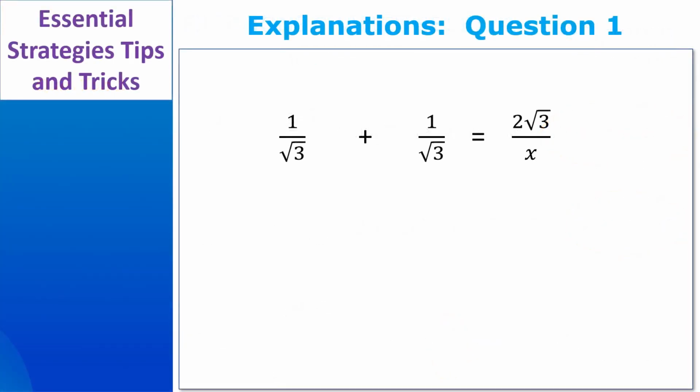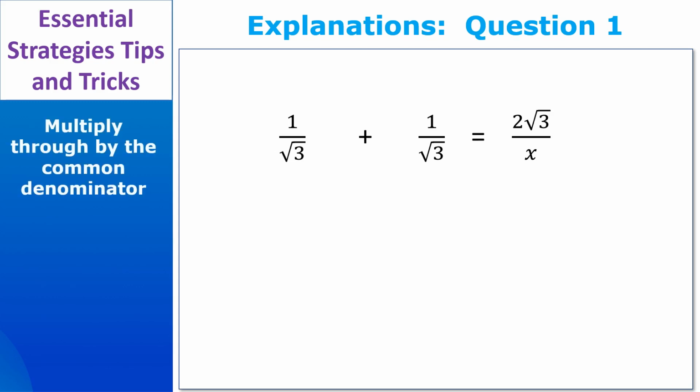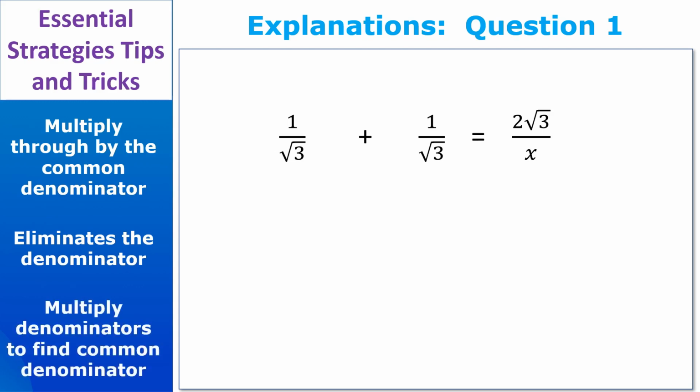One of the most powerful tools you have when dealing with hard fractions is to multiply the common denominator through the entire equation. The reason is, as you'll see, that eliminates the denominators altogether. And the sooner you get rid of denominators, the sooner your life gets easier. The easiest way to find a common denominator is to simply multiply the denominators together. In this case, the common denominator is root 3 times x. So we multiply that through the entire equation.